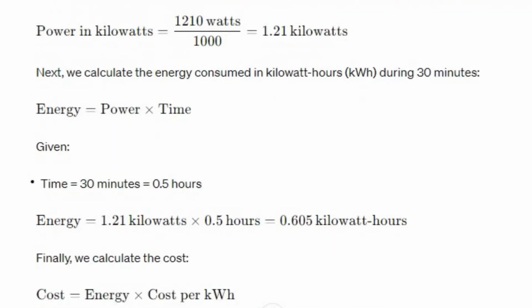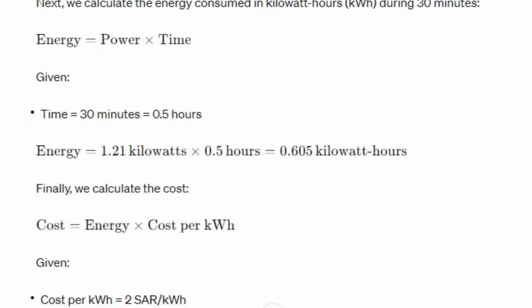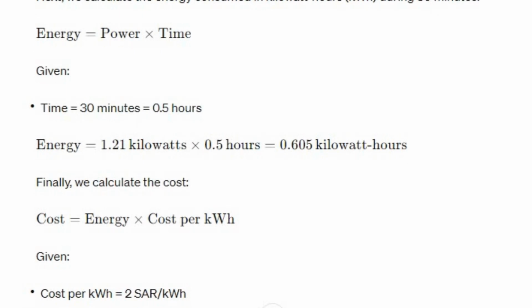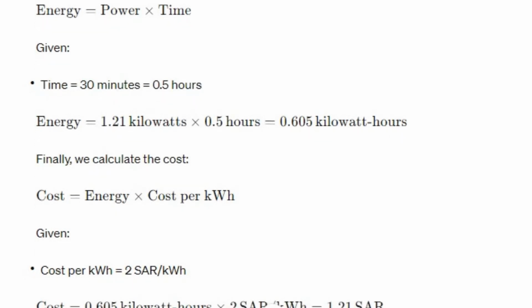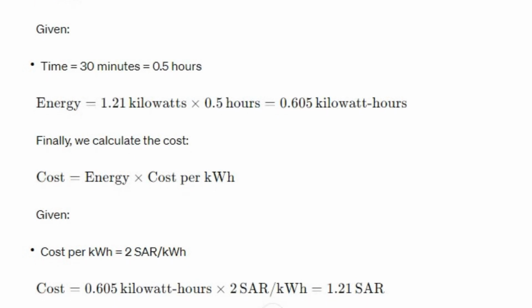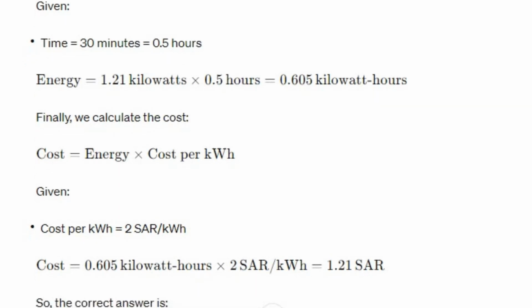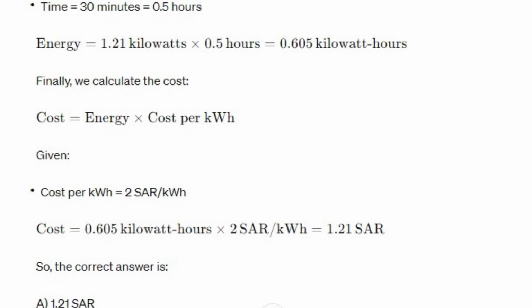Finally, we calculate the cost, which equals energy multiplied by cost per kWh. Given cost per kWh equals 2 SAR per kilowatt hour, cost equals 0.605 kilowatt hours multiplied by 2, which equals 1.21 SAR. So the correct answer is A, 1.21 SAR.